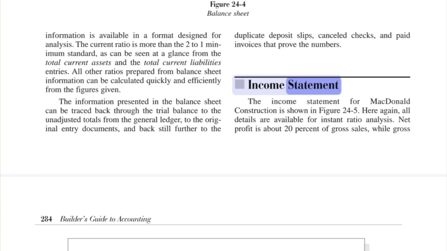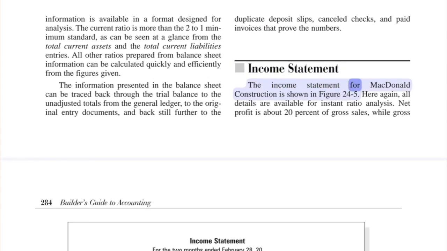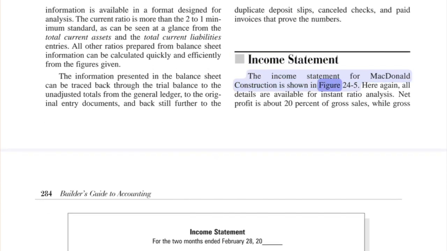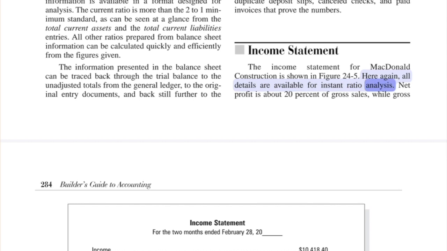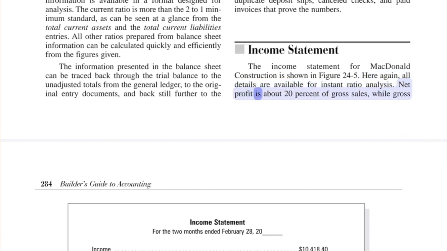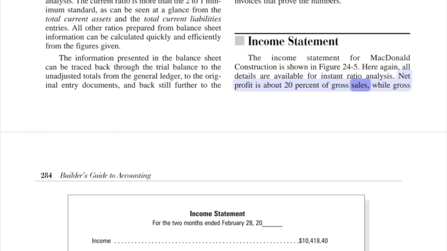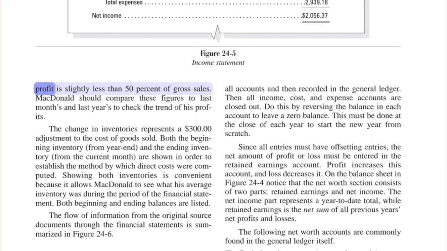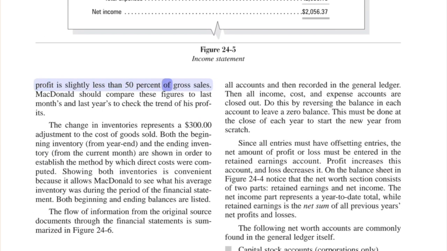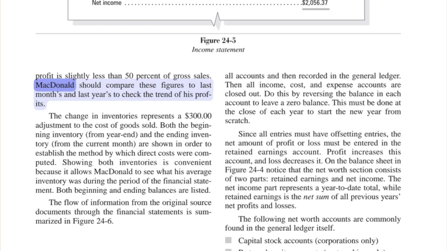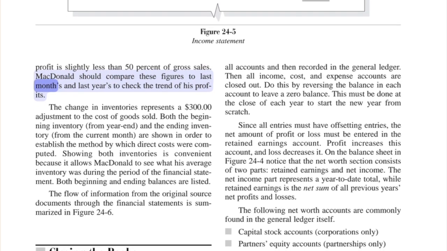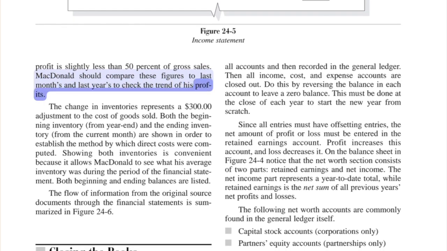An income statement. The income statement for McDonald Construction is shown in Figure 24-5. Here again, all details are available for instant ratio analysis. Net profit is about 20% of gross sales, while gross profit is slightly less than 50% of gross sales. McDonald should compare these figures to last month's and last year's to check the trend of his profits.